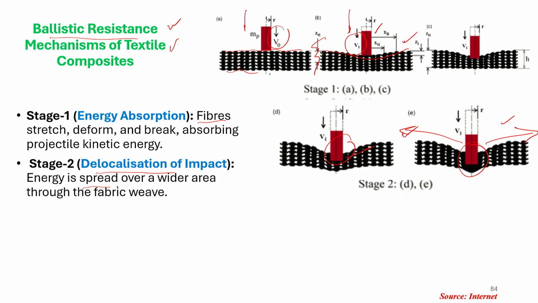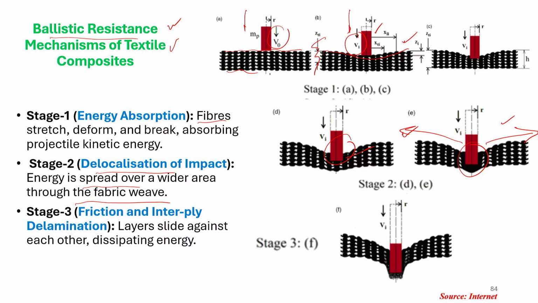So, energy is spread over a wide area through the fabric weave, because the fabric weave is interlaced. Even from the warp it gets transmitted to the weft direction due to the interlacement of the fabric and the frictional contact, the frictional force between the yarns.